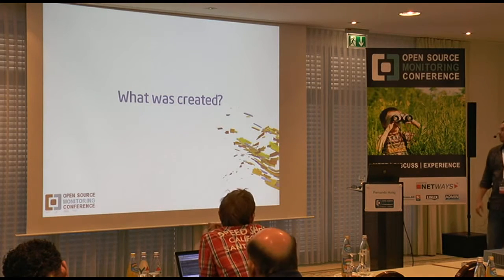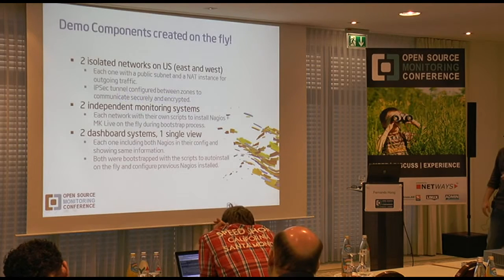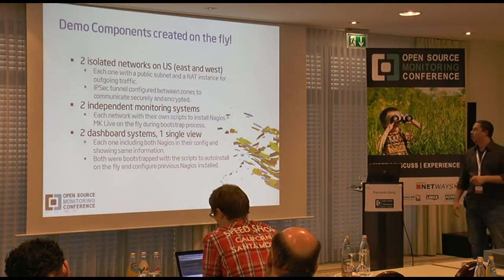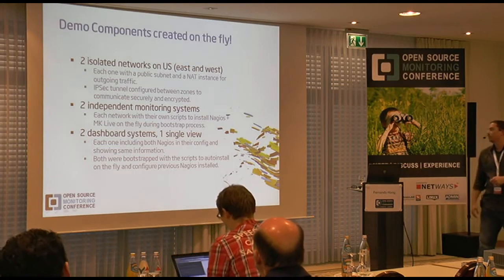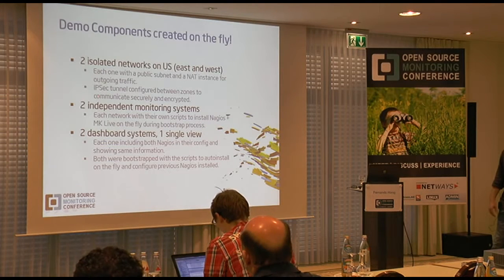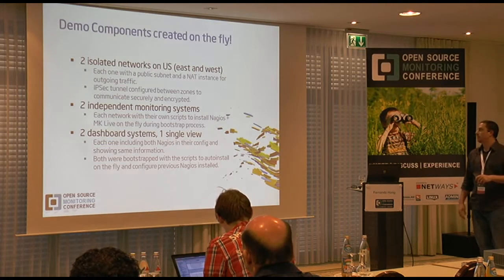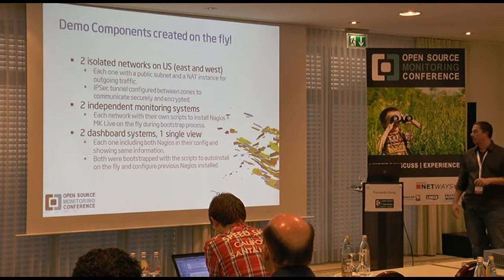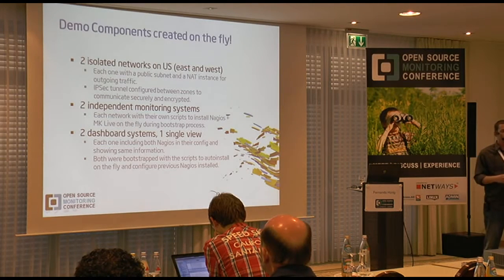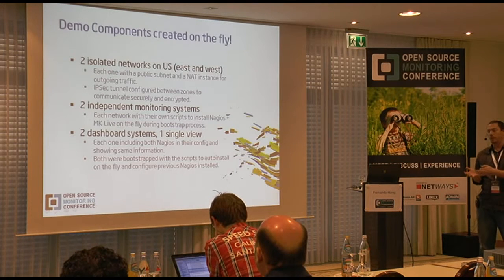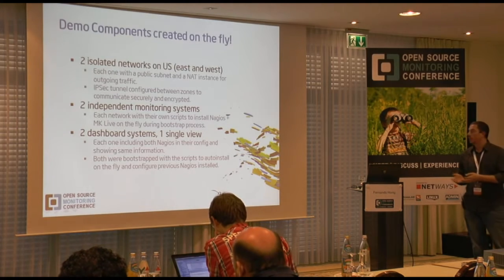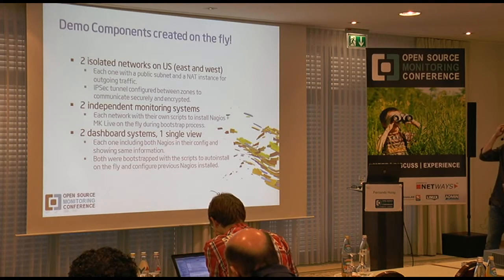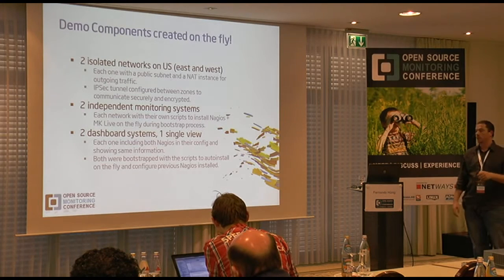With the bash that I executed this morning, two isolated networks were created in the United States, because I chose those two regions, one on East in Virginia and West in North California. Each one with a public subnet and a NAT instance for outgoing traffic, an IPsec tunnel configured between zones to communicate securely and encrypted, two independent monitoring systems, one Nagios on each with the mclive status, and two dashboards also on the public subnet. And this is just one single view of both regions.